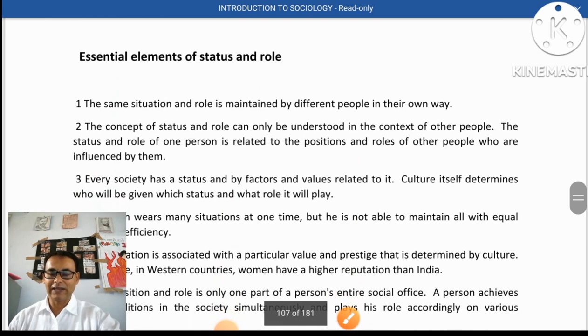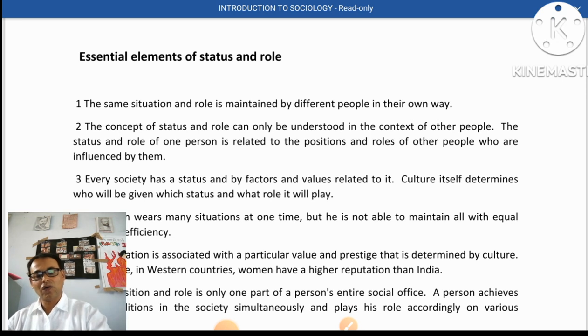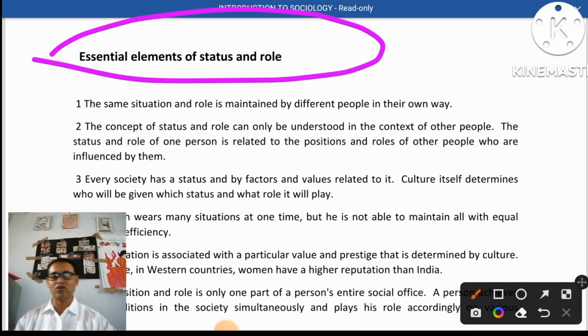Now we will understand the essential elements of status and role. What are the essential elements? The first point: the same status and role is maintained by different people in their own way. Same position, but the role is performed in different ways. The concept of status and role can only be understood in the context of other people. The status and role of one person is related to the position and role of other people who are influenced by them. Every society has statuses and values related to them.